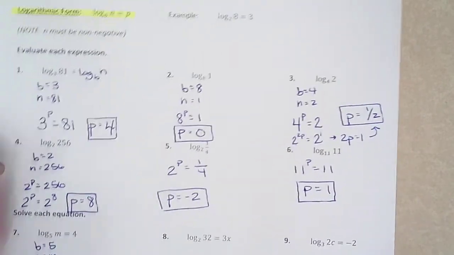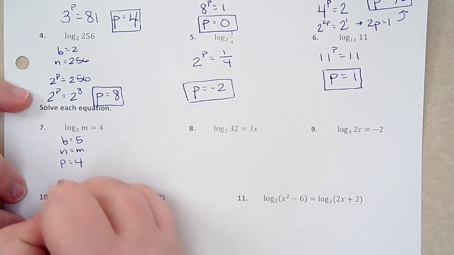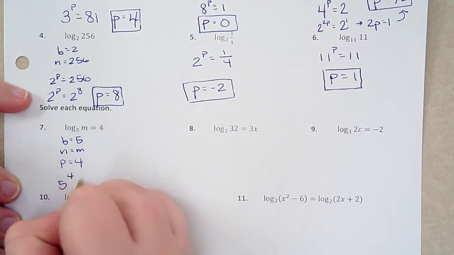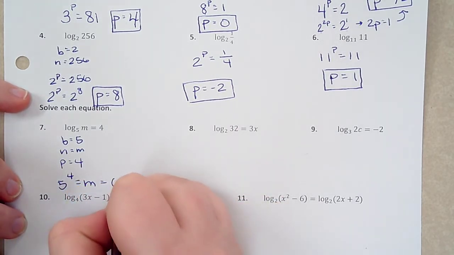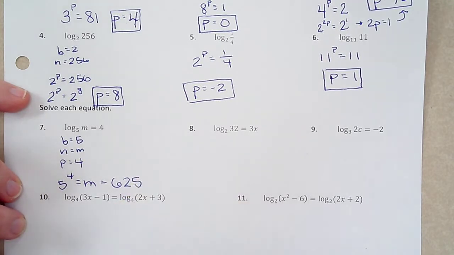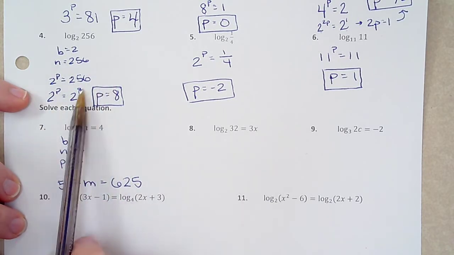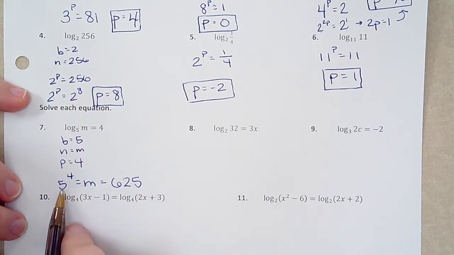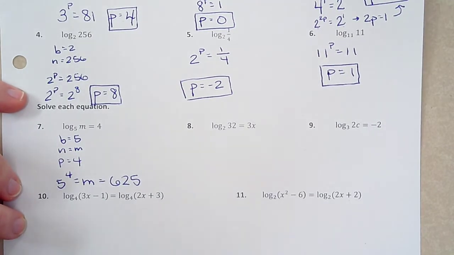I still plug it back into my exponential form, which allows me to write it as 5 to the 4th equals m. Throw that in a calculator, and you get that it is 625. I almost think this one's easier because there's no solving trying to figure out what the exponent is. It's just usually throwing it in a calculator or solving for x.